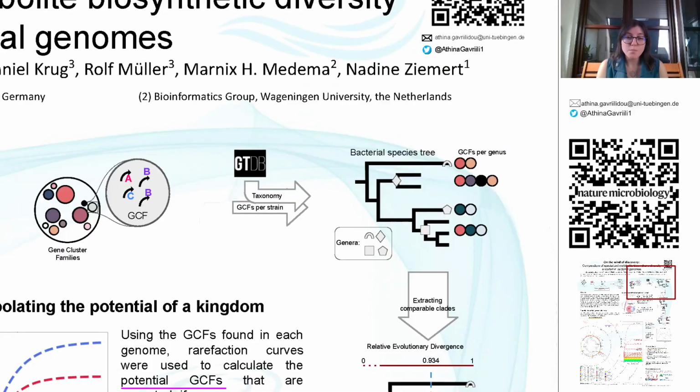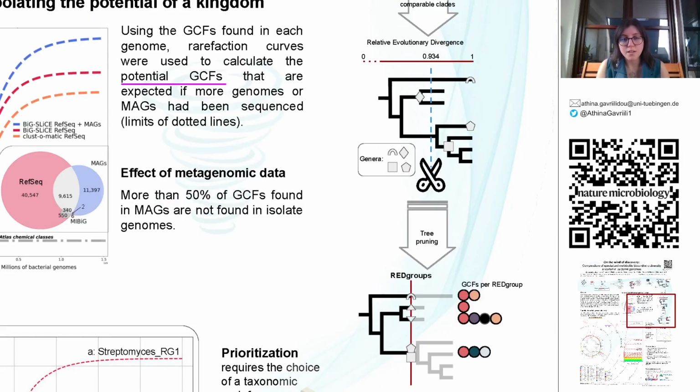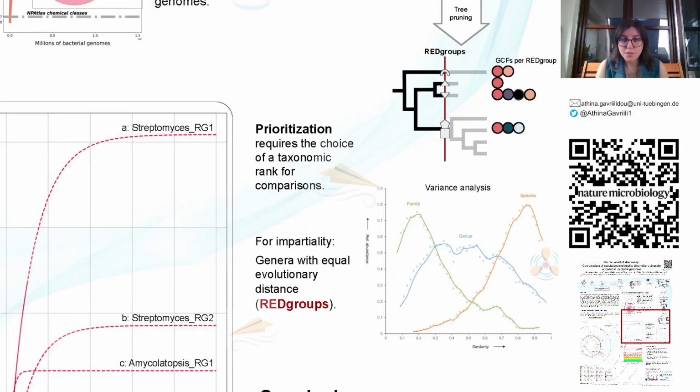In order to avoid any misclassifications known to occasionally occur in NCBI, we used the Genome Taxonomy Database instead, which bases taxonomic placement on genome phylogeny and the metric called Relative Evolutionary Divergence, RED. However, for the purpose of staying reasonably close to existing naming conventions, GTDB accepts a range of values of this metric for genus definition. In order to make our biosynthetic diversity comparisons as fair as possible, we chose the median of this range of RED values as a cutoff and defined our own groups, the RED groups. These are equivalent to genera but characterized by equal evolutionary distance among their members.